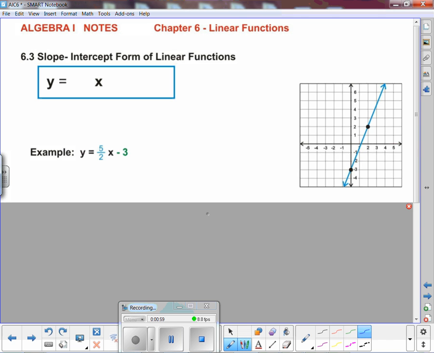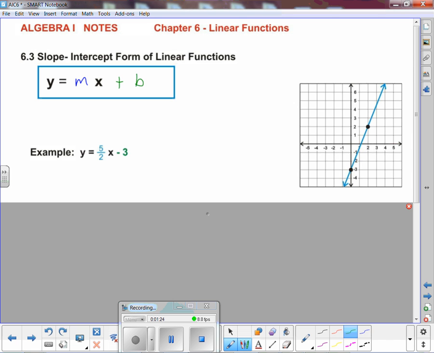So take your blue there, and in front of the x, put a blue m. We already know what the m is. The m is the slope. Then take your green, and after the x, put a plus b. y equals mx plus b. That is slope-intercept form of a linear function. And that's what you've got. You got to memorize that.